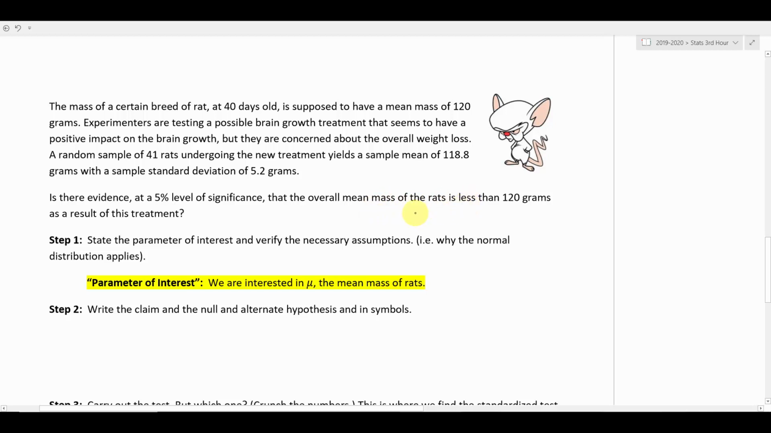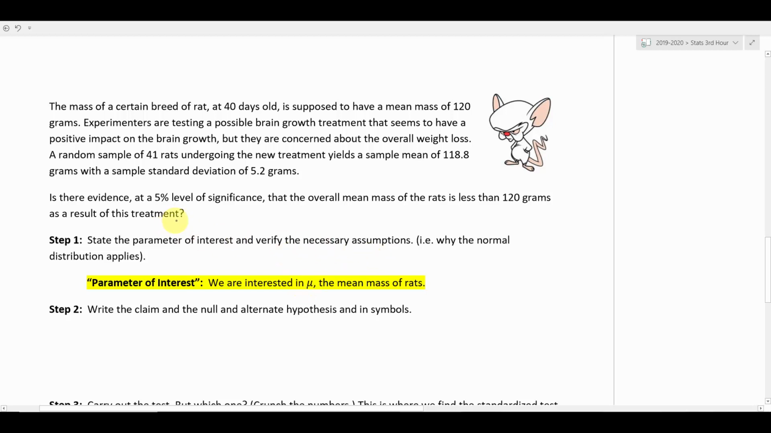So does the drug cause weight loss? Seems to be the question here. So I'm going to start with step one, state the parameter of interest and verify the necessary assumptions. Okay, so what we're interested in here is a mean again. We're interested in the mean of the mass of rats. So they're supposed to be at 120, but they're concerned that the drug is causing weight loss. So their concern is that the weight after the treatment would be less than 120. So we want to verify whether or not it causes weight loss. So we're interested in a mean for sure.